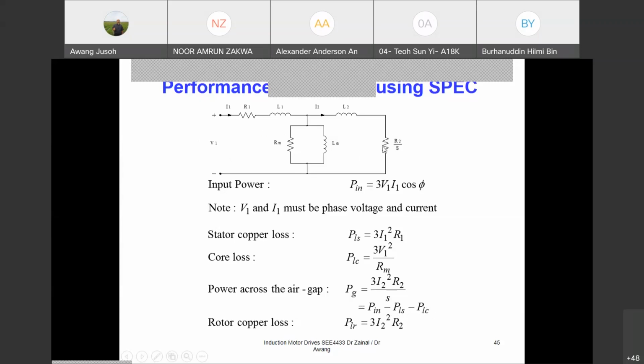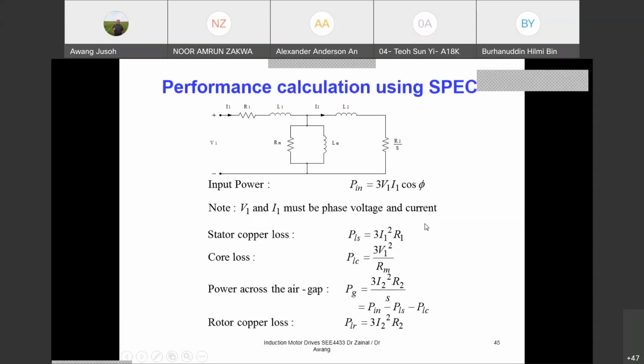Now the copper loss here. You know this component can be divided into two: R2 over S can be divided into R2 plus the other one, which is the mechanical power. So if you want to find the copper loss, just use this formula. Or P2. Just now we used the symbol P2; here you use PLR. It doesn't matter, the symbol is up to you, as long as you know what you write there. I2 squared R2 multiplied by 3 represents the total copper loss at the rotor side. When you talk about I2, it represents the rotor side.